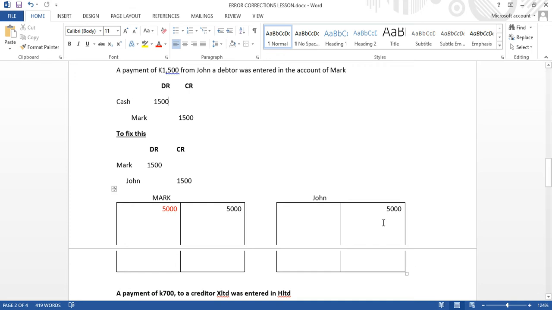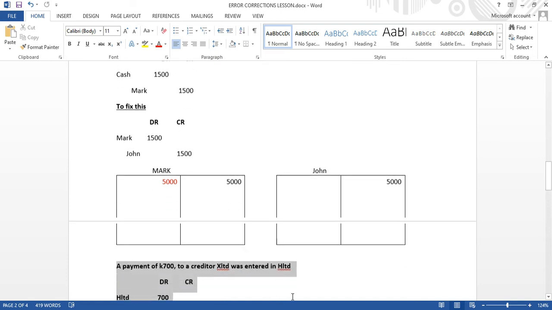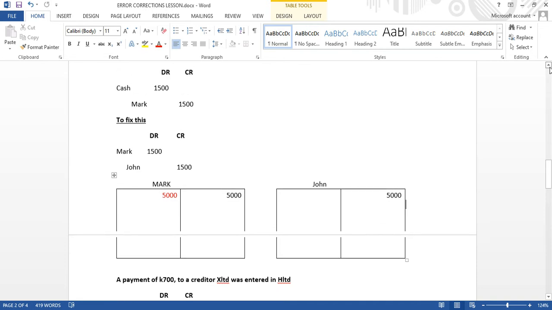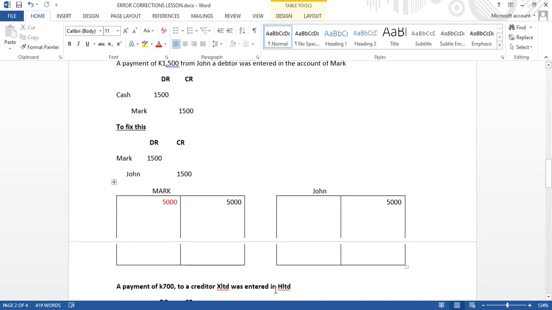Here are the T accounts. So here's one you can try. A payment of 700 kwacha to a creditor, X Limited, was entered for H Limited. We made a payment of 700, but instead of putting it on X Limited, we put it on H Limited's T account.